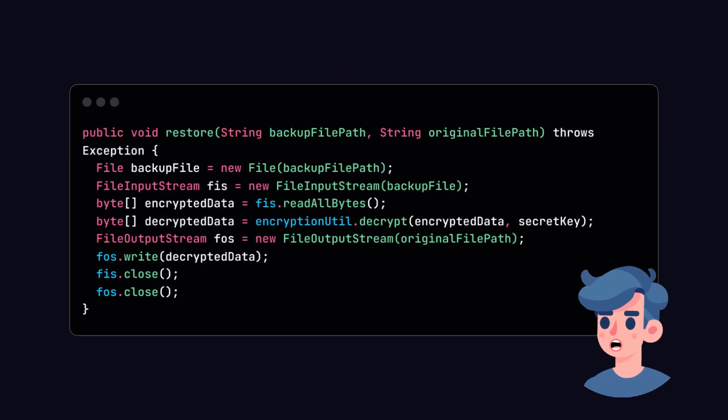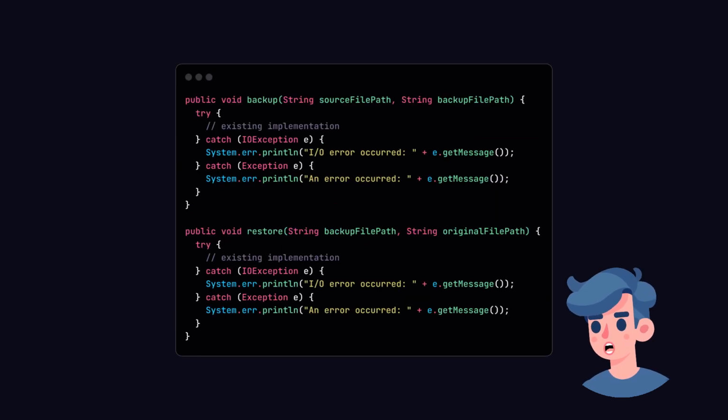Now, let's implement the restore functionality that reads the encrypted backup, decrypts it, and writes it back to the original file path. This ensures we can recover our data securely. With this restore method, we can retrieve our data securely. Let's ensure that our backup and restore operations handle errors gracefully. We'll use exceptions to catch any issues during these processes.